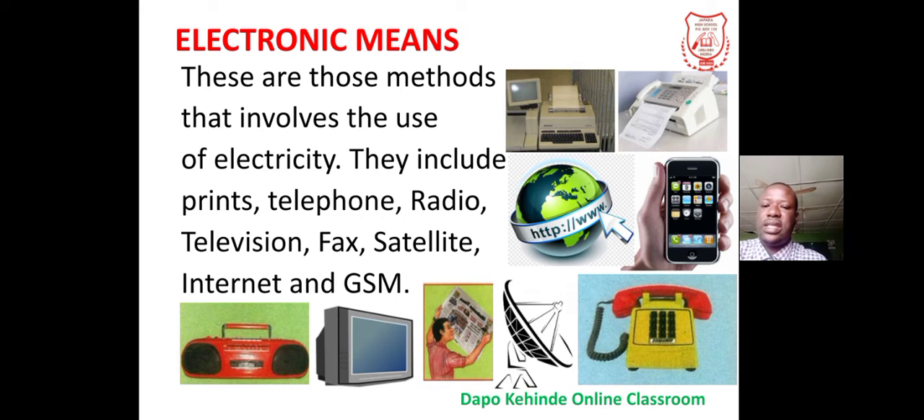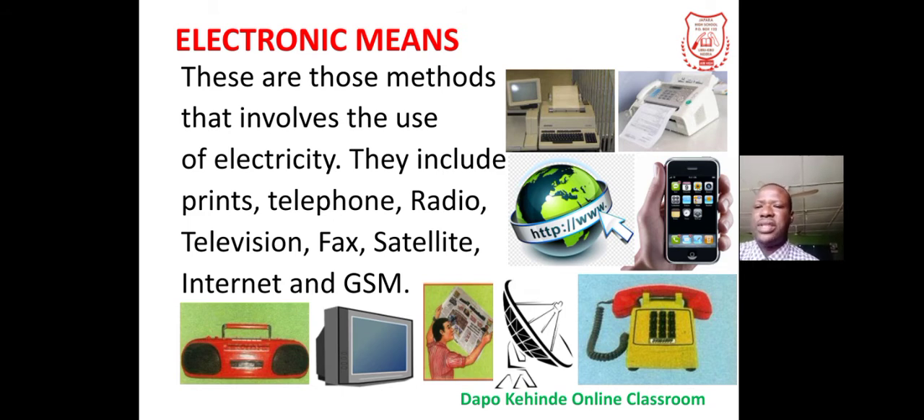And as we can see in the pictures showing on the screen, we have print, telephone, radio, television, fax machine, satellite, internet, and then we have the GSM, Global System for Mobile Communication. So all these methods make use of one form of electricity or the other for them to perform the function of transmitting information from one person to another.